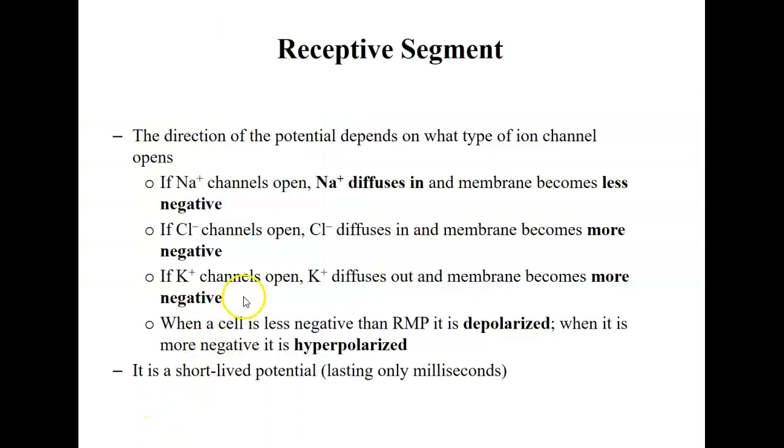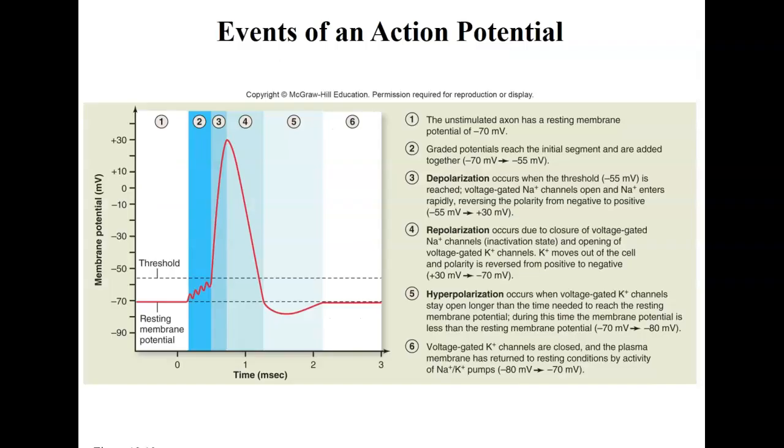If potassium channels open, remember potassium's in greater amount inside the cell, that would cause more potassium to diffuse out, and therefore it also becomes more negative inside the cell as positive charges leave. If potassium moves out of the cell, we still have more positive charges going out, so the resting membrane potential is going to become more negative. You have to think about that, but it does mention that over here.